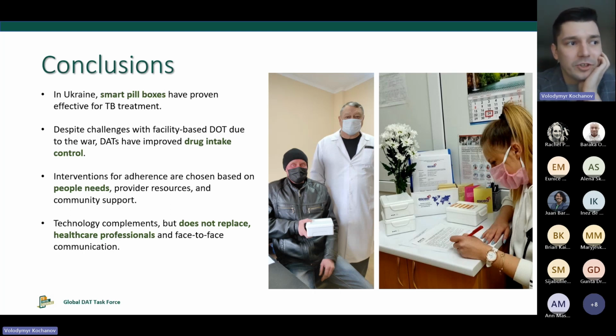And the digital adherence technology becomes a magic stick in the hands of a professional healthcare provider who is able to make an efficient assessment of all the available resources and take into account patients' needs.